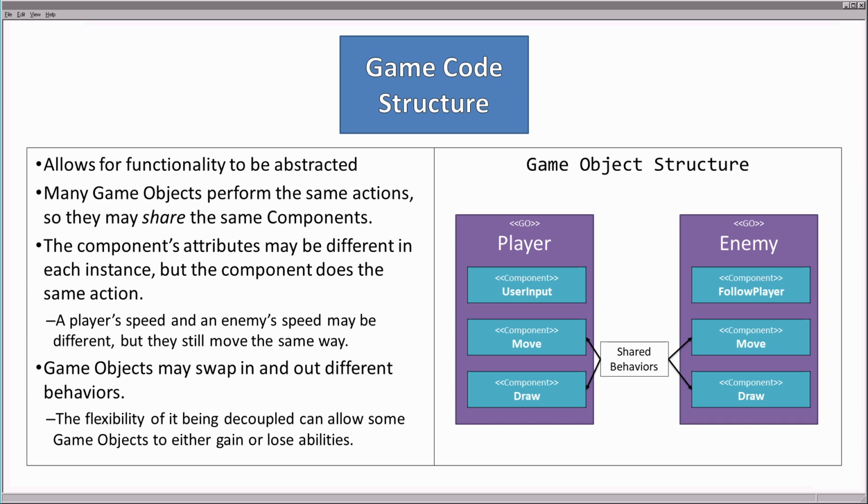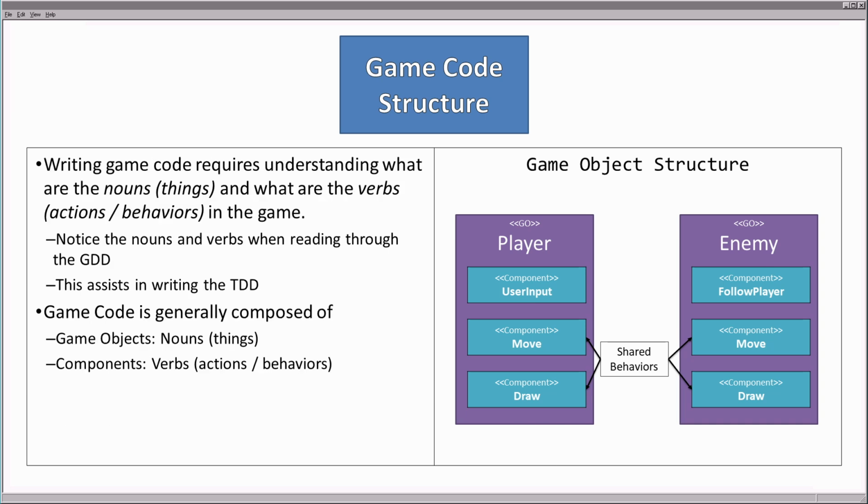Game objects may swap in and out different behaviors. The flexibility of being able to decouple this can allow some game objects to either gain or even lose abilities. Writing game code requires understanding what the nouns, the things, are, and what the verbs, the actions and behaviors, are that are inside the game. One way we can start doing this is by noticing the nouns and the verbs when reading through the game design document. By categorizing nouns and verbs, this assists in writing the technical design document. Game code is generally composed of game objects, the nouns or the things, and components, the verbs, actions, and behaviors. This becomes the foundational structure of games.